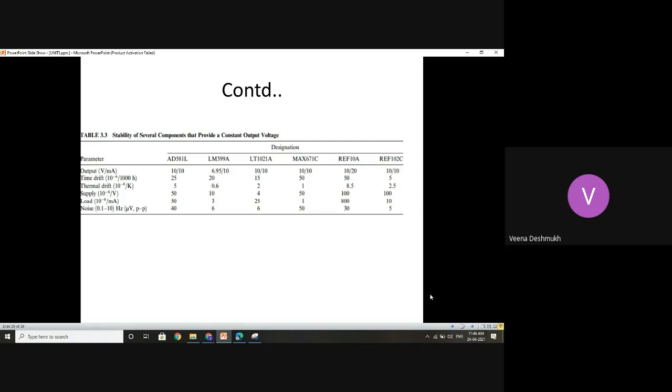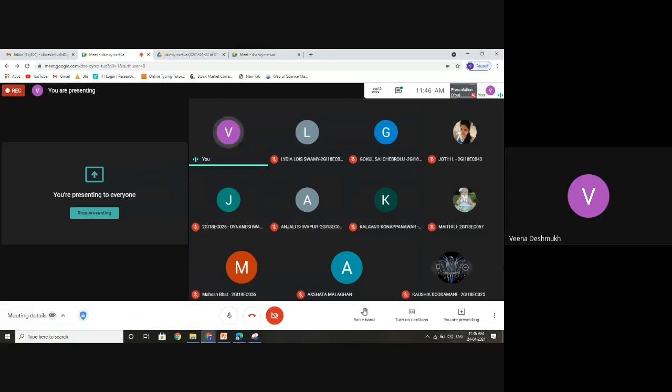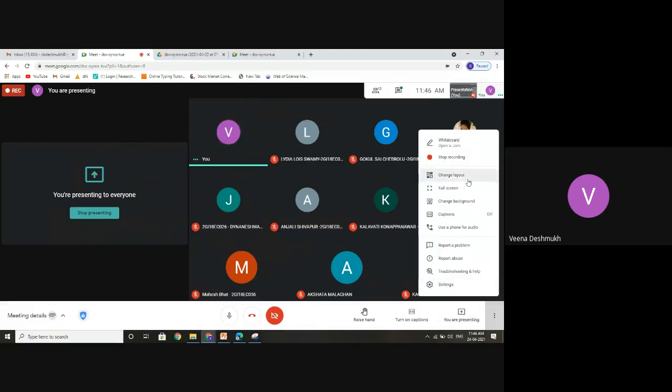So this is regarding your power supply and the drifts happening due to variation in the power supplies. In the next class, we'll discuss other parameters, how the conditioning can be done, and what measures are to be taken to condition the signal. Thank you.